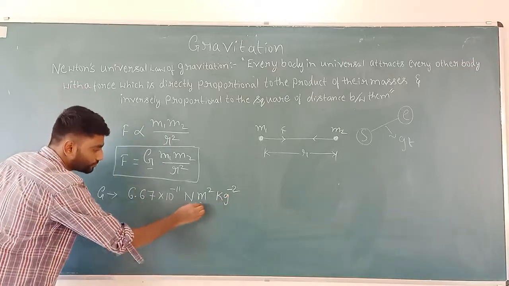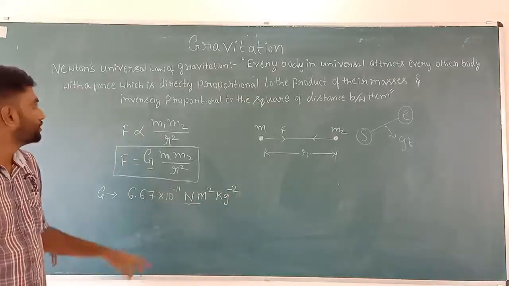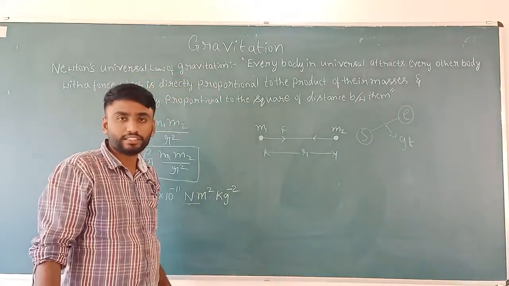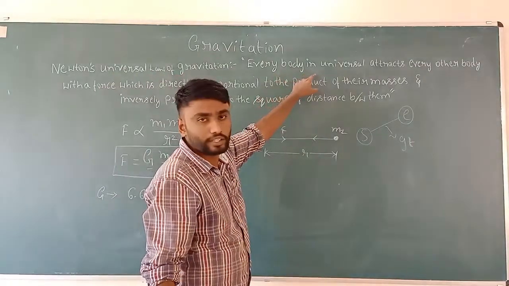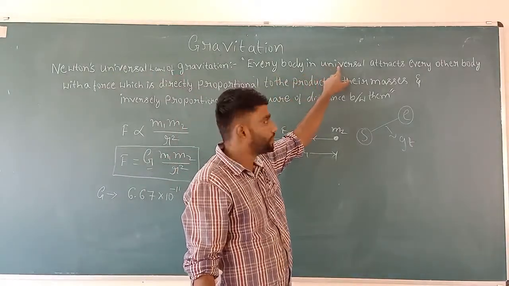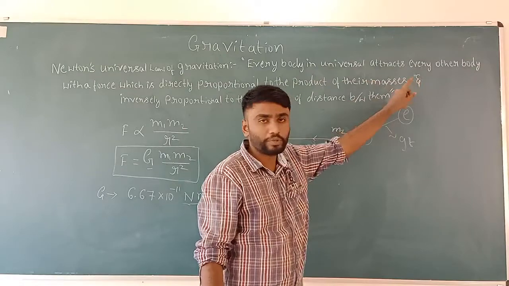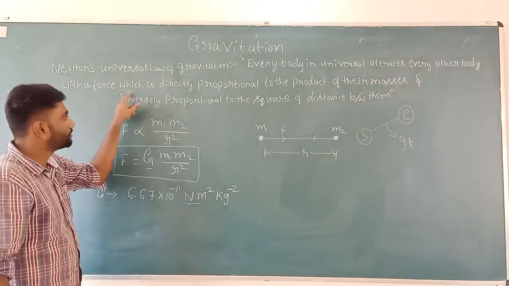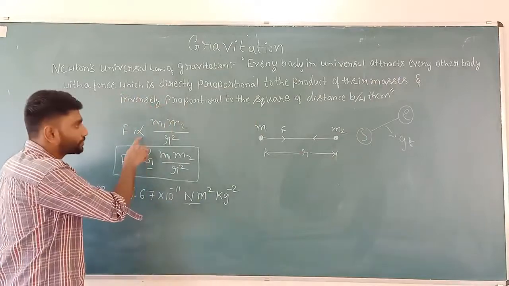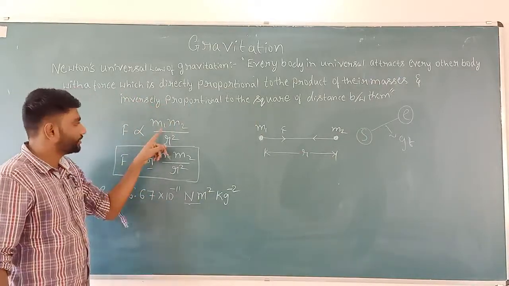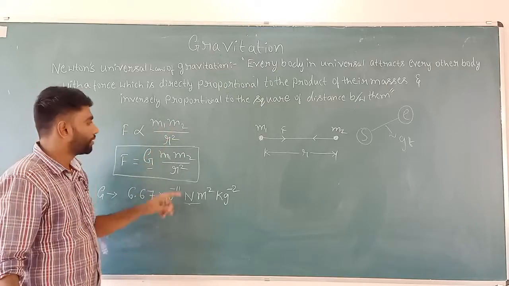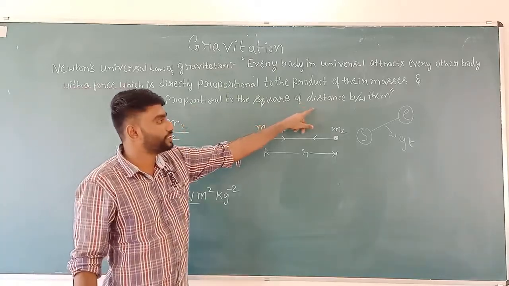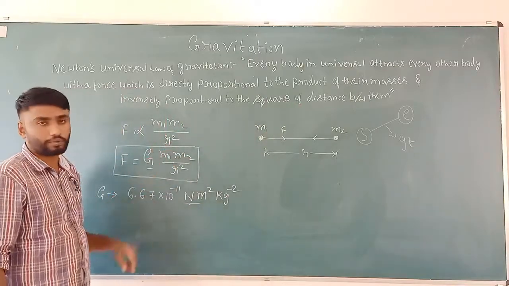So this tells that Newton's universal law of gravitation is: every body in the universe attracts another body with a force which is directly proportional to the product of their masses m1 m2 and inversely proportional to the square of the distance between them, r square.